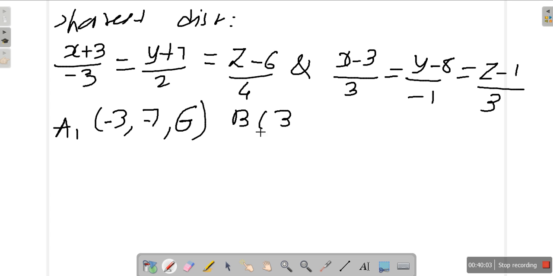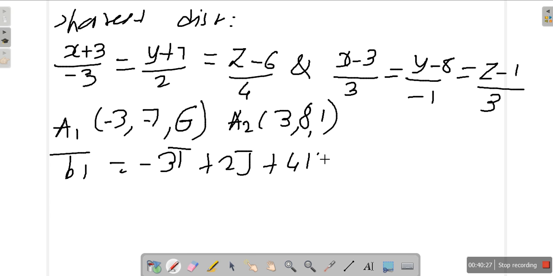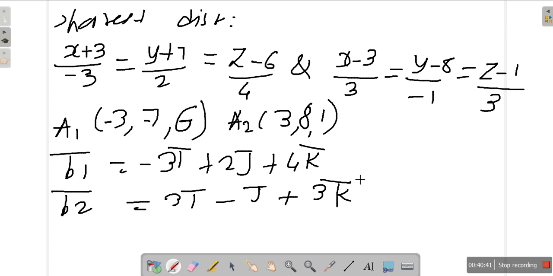What is a2? A2 is 3, 8, 1. What is B1 bar? Minus 3i plus 2j plus 4k. What is B2 bar? 3i minus j plus 3k. Now simply find, first we will find B1 cross B2, then we will find A1 A2 bar, and then we will put it in the formula.